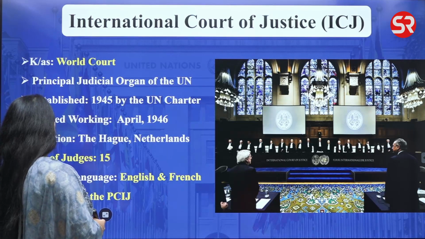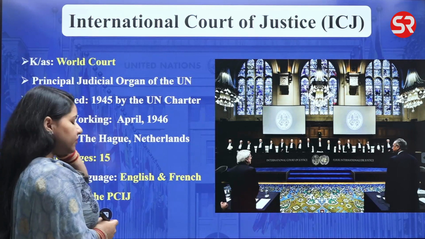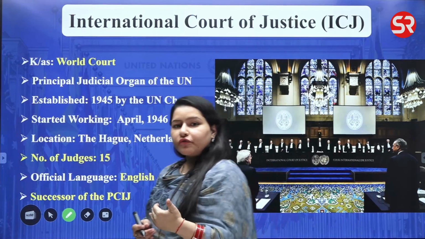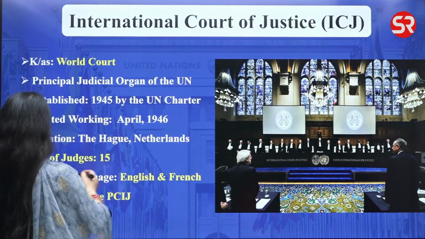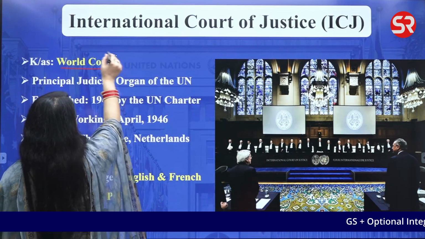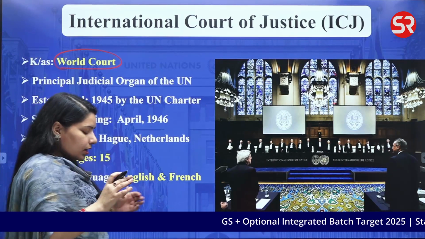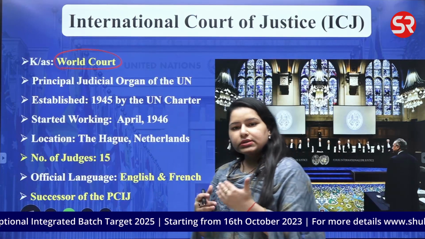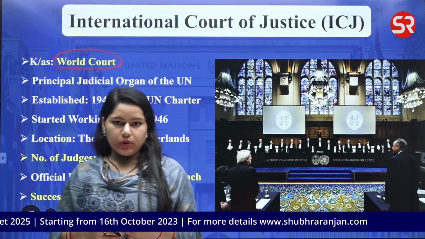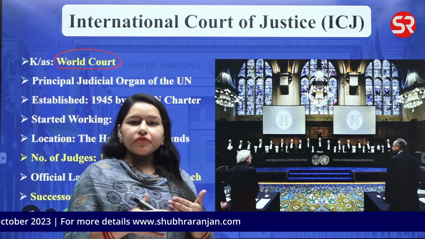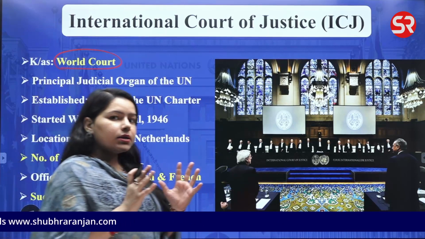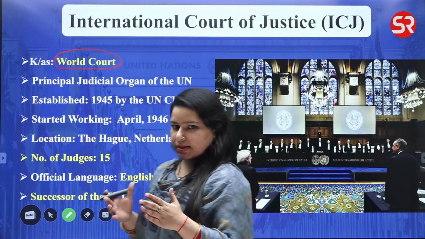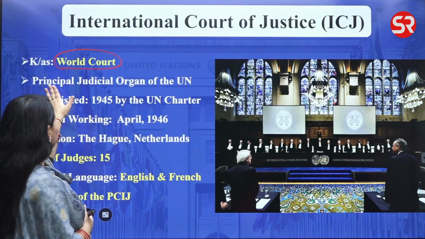Moving on to the basics. First we will learn some of the basic facts related to the International Court of Justice. It is also known as the World Court because it resolves disputes among nations. So whenever there is a dispute among nations, where will they go? They will go to the International Court of Justice. It is the ultimate court, the highest court in the world, you can say. So that's why it's also known as the World Court.